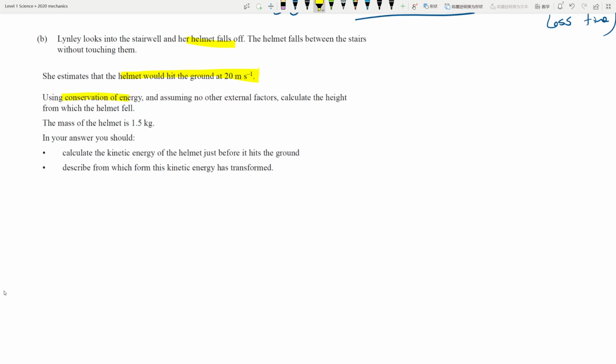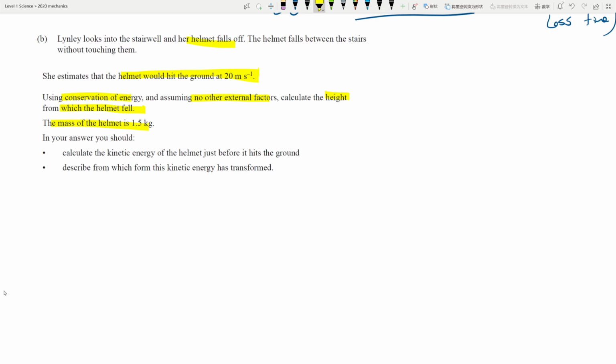Using conservation of energy, assuming no external forces, calculate the height from which the helmet fell. The helmet is 1.5 kilograms. So just really quick, what it means by assuming conservation of energy: say, for example, you pick up a pen or pencil and hold it up 1 meter, and then you drop it. It's going to make a sound.